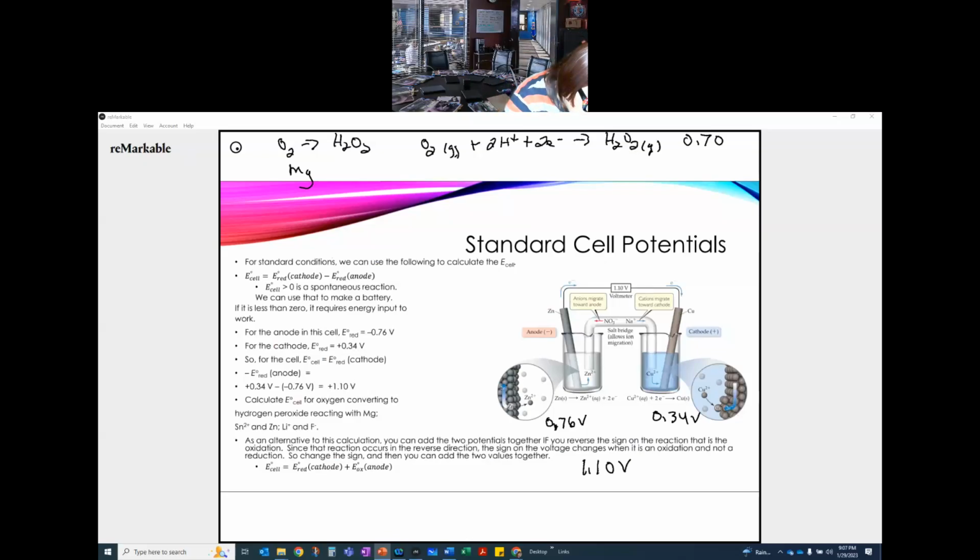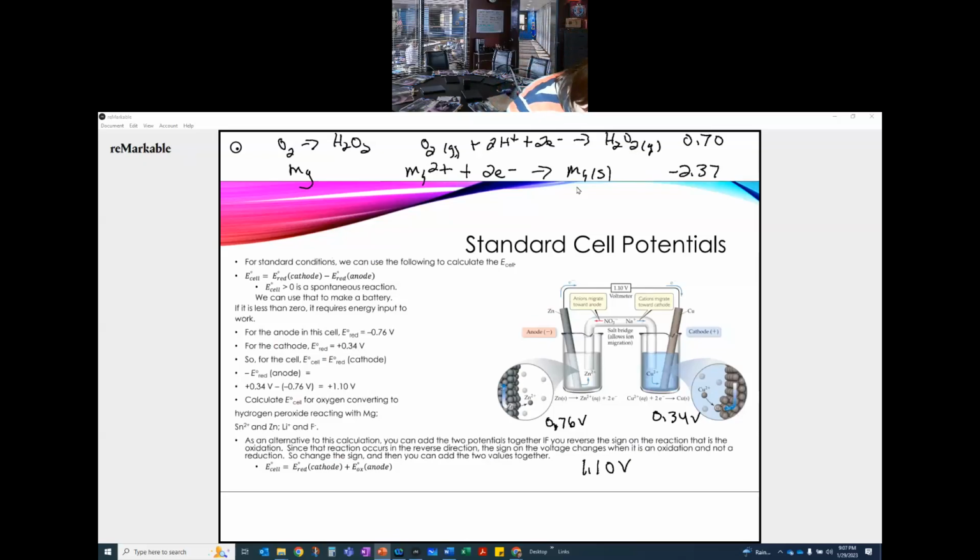Mg2+, and I'm just writing down the reaction as it's written here, plus 2e-. It's going to give me Mg solid, and that is -2.37. Now I know from what's been written that this reaction is going to occur in the other direction, so Mg solid going to Mg2+, because it says that I want to react oxygen converted to hydrogen peroxide reacting with magnesium. So I know it's going to go in the opposite direction.